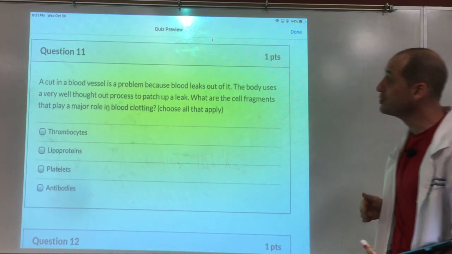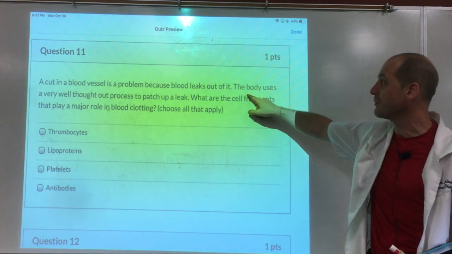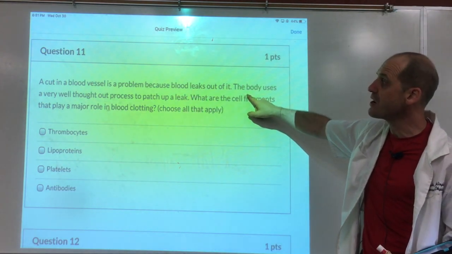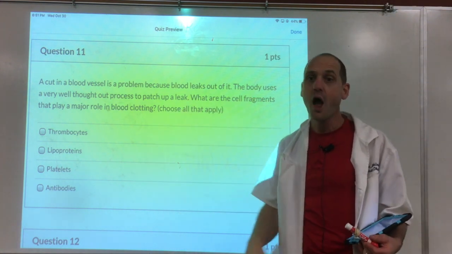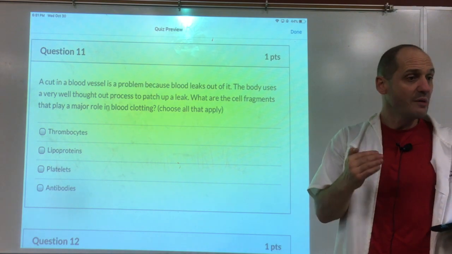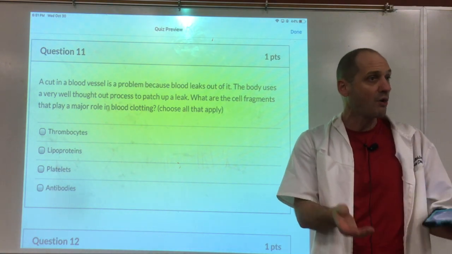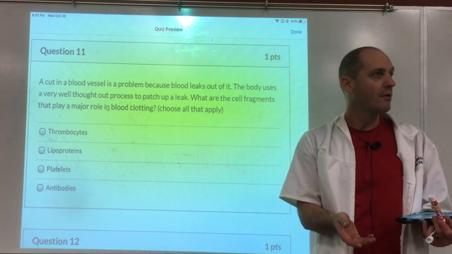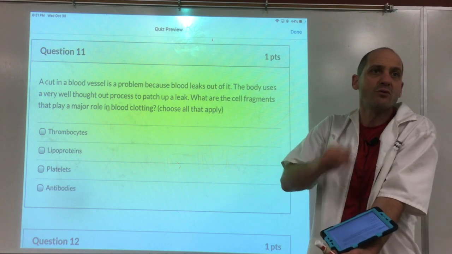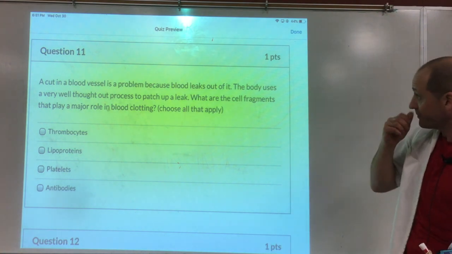Thank you. Now we get to the cutting of a blood vessel. The problem is the blood clot leaks out. The body uses a very well thought out process to patch up that leak. The problem is you can only patch up a blood vessel if the patching process happens inside the non-broken blood vessel. You have to coagulate blood, and that means you're not going to get anything more through. So that's very, very bad. It's a very delicate process.